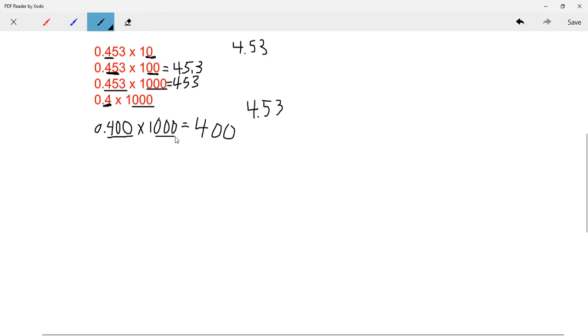So that is another way of looking at these zeros and looking at multiplying decimals by multiples of 10. So hopefully that one is helpful.